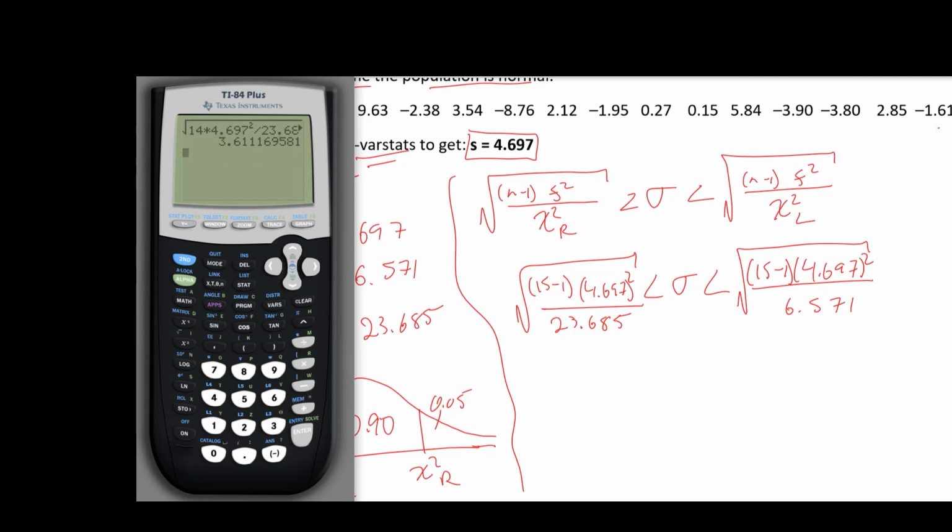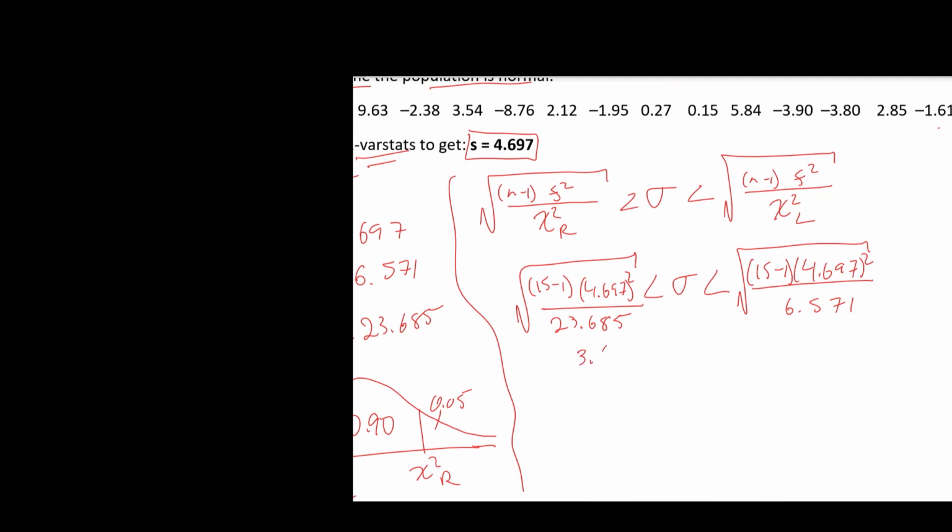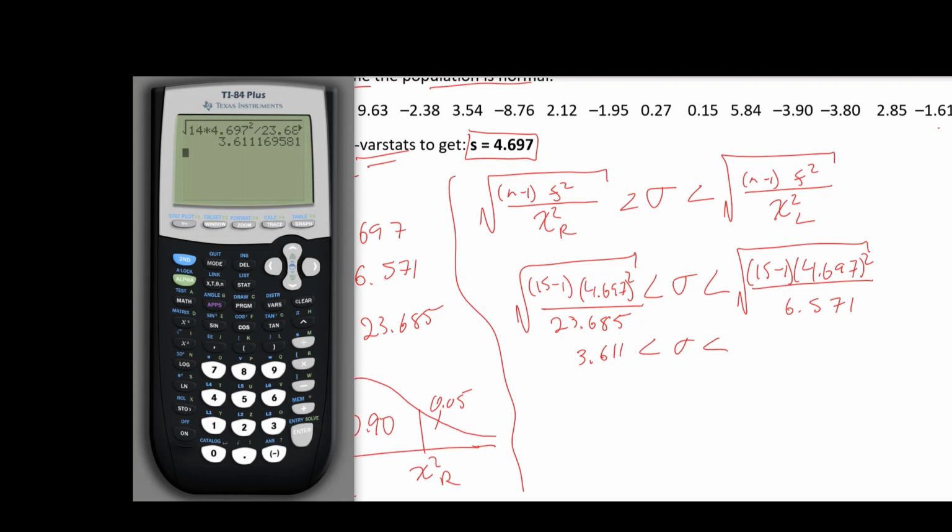All right, I get 3.611 for my lower bound. Now for my upper bound, instead of having to retype this, I can just do second enter, and it recalls the previous calculation I did. And all I really have to do is change the critical value there. I'm going to change that from 23 to 6.571. Enter. And we get 6.856.